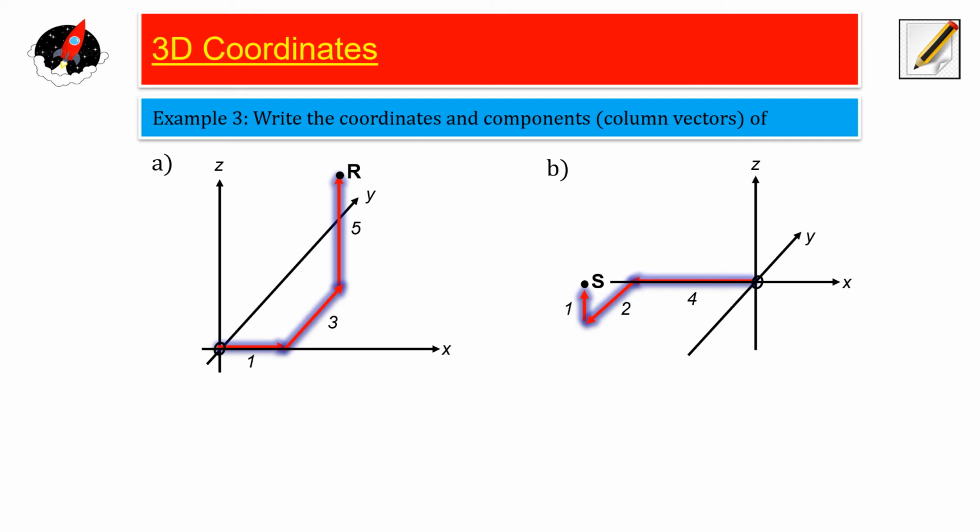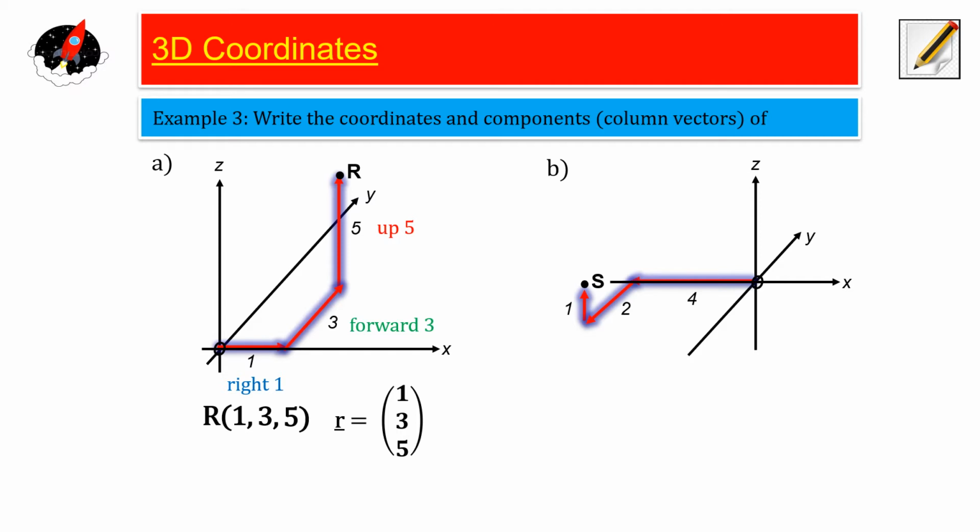So here we have example 3, and this time, instead of being asked to plot the points, we are being asked to write down the coordinates of the given points and their corresponding column vectors. So let's look at A. Here we can see from the origin we need to go right 1, then we need to go forward 3, and then up 5. So they're all in the positive direction, so that gives us a coordinate of 1, 3, 5. The corresponding column vector, remember we write this with lowercase r underlined, would be 1, 3, 5 written vertically.